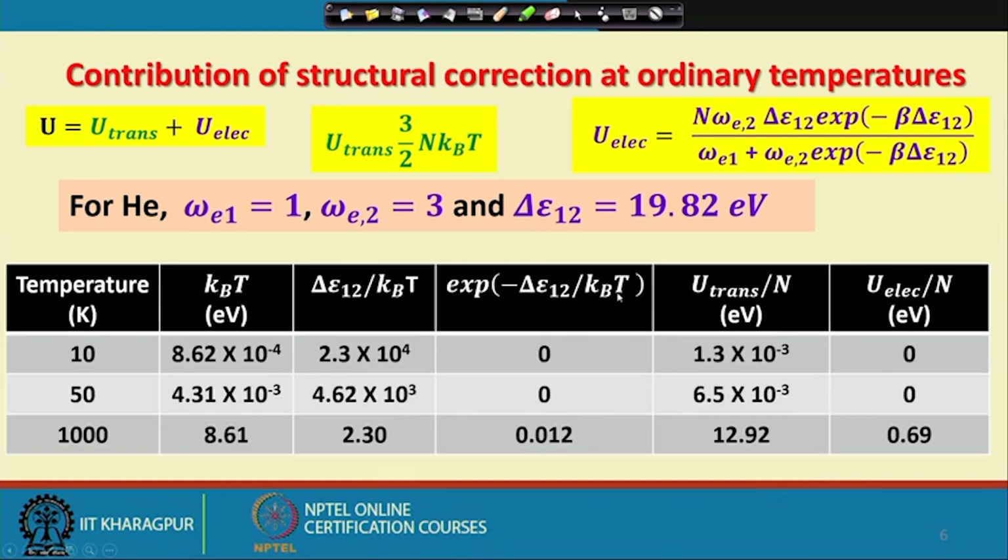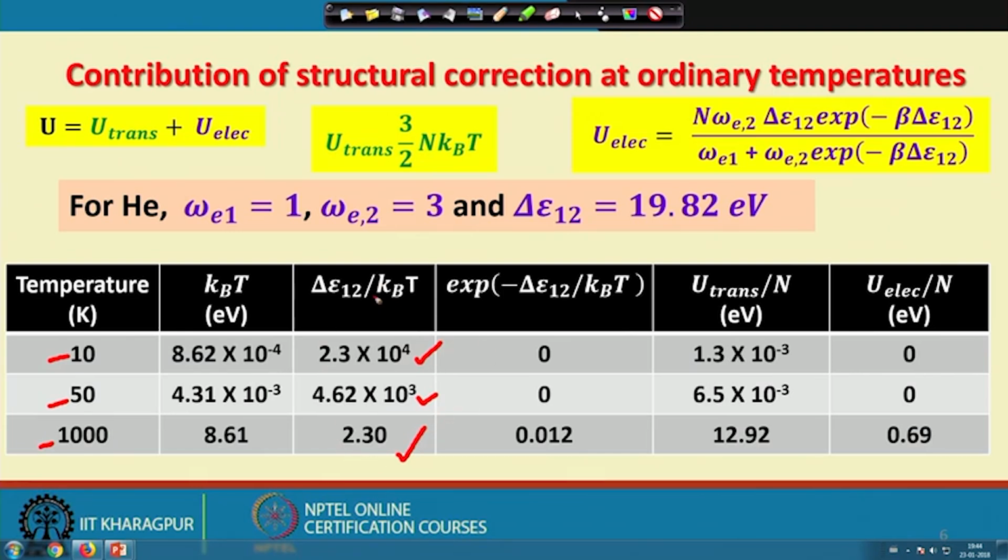Now, then what we can do is we can do a little bit of calculations, and these calculations are as follows. We look at 3 different temperatures, 10 Kelvin, 50 Kelvin and 1000 Kelvin. And then we know what is the amount of thermal energy kT at each of these temperatures, and we find that delta epsilon 1 2 by kT, this quantity is actually a large number at 10 Kelvin, it still remains large even at 50 Kelvin, but it becomes a finite number at 1000 Kelvin.